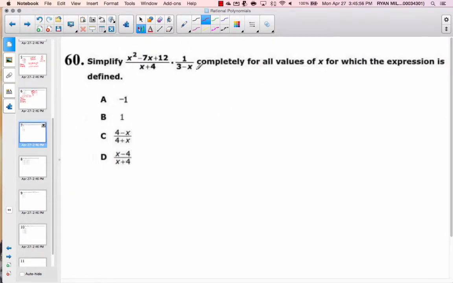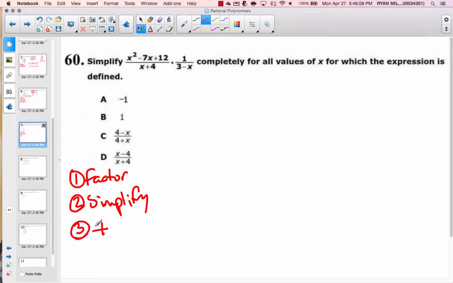So we're asked to simplify this. That's being multiplied, so the same thing is going to take place that we did before. We're going to factor everything. We're going to simplify. And then third, we're going to multiply. Okay, so this is pretty simple to factor. 1 times 12 is 12. Factors of 12 that are going to get me 7 are going to be negative 3, negative 4. So this factors to x minus 3, x minus 4. That's over x plus 4.